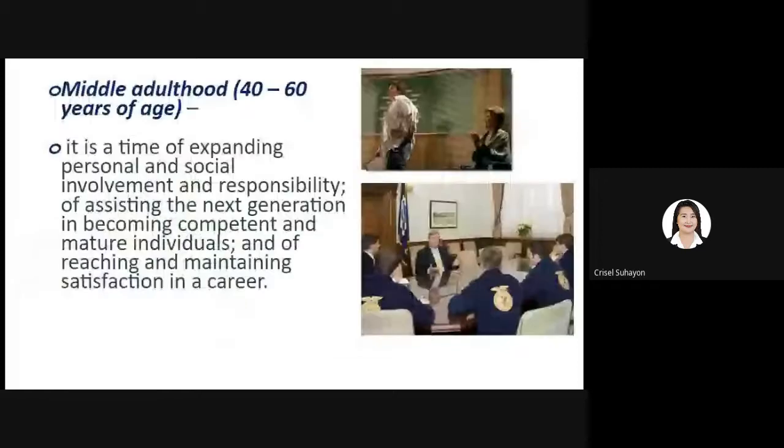And we have the middle adulthood, 40 to 60. It is the time of expanding personal and social involvement and responsibility of assisting the next generation in becoming competent and mature individuals and of reaching and maintaining satisfaction of career. So maabot na ni siya sa point nga ang pinaka sa imuha na abot na nimo ang stage nga okay na ka, you are very much ready to retire, so diri mga idara.